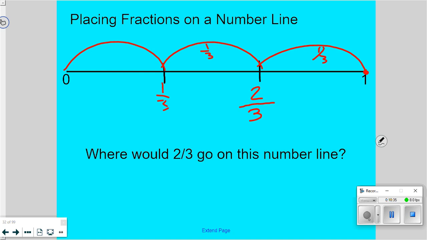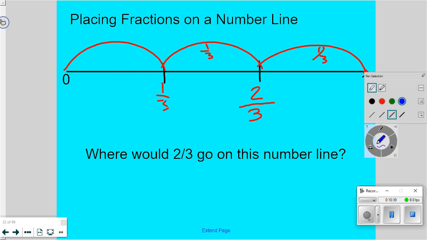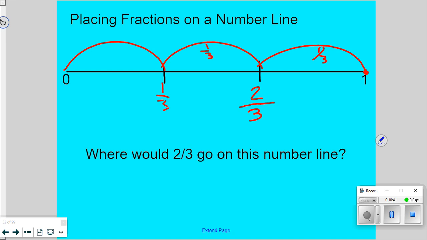You ready for a tricky question? Yes, you are. What is the distance between 1/3 and 3/3? How far is that? Remember, number lines are really good at measuring distance. That's why we count the space, because it's the distance. How far is it to go from 1/3 to 3/3?